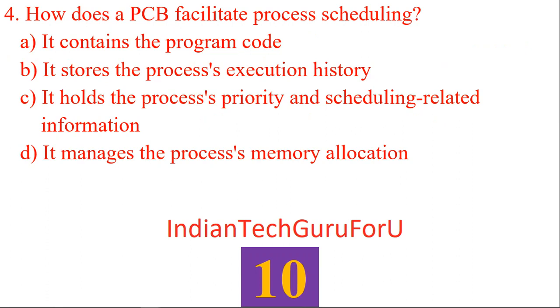4. How does a PCB facilitate process scheduling? A. It contains the program code. B. It stores the process's execution history. C. It holds the process's priority and scheduling related information. D. It manages the process's memory allocation. Your time starts now.